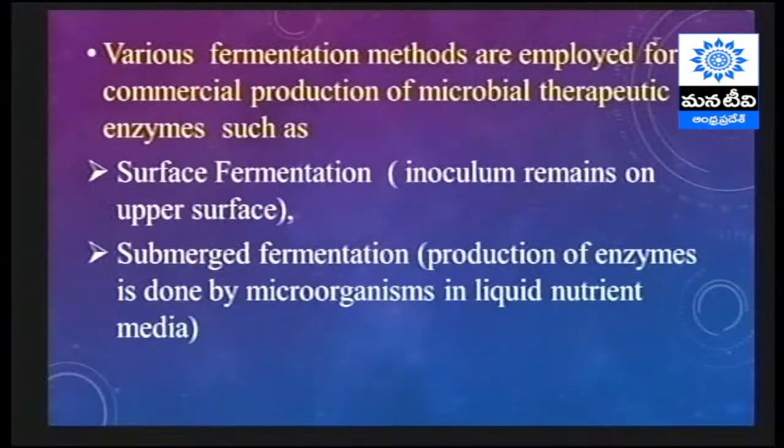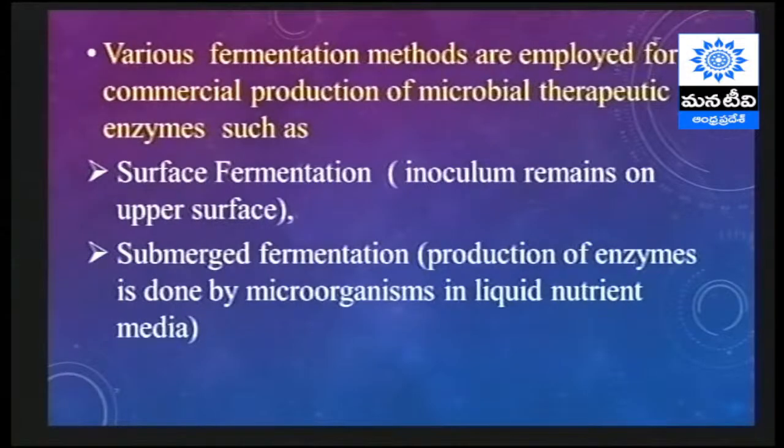Apart from batch fermentation, in industrial production we also have continuous fermentation. In continuous fermentation, the medium is continuously added into the fermenters, so that the microbial growth is maintained continuously and the products are produced continuously. Apart from continuous and batch fermentation, we also have surface fermentation. In surface fermentation, the microorganism or the inoculum is grown at the surface of the substratum or the medium.